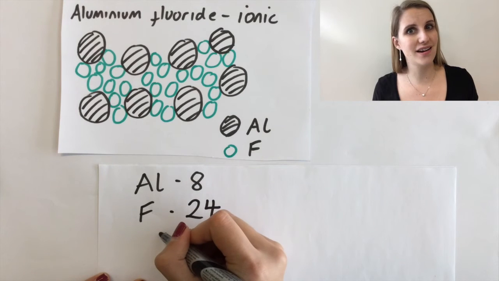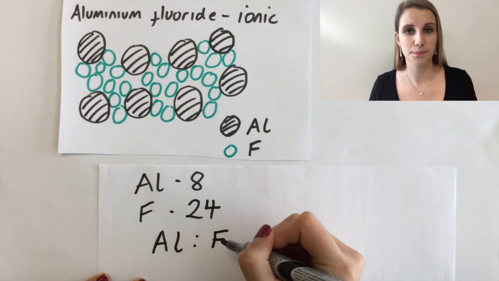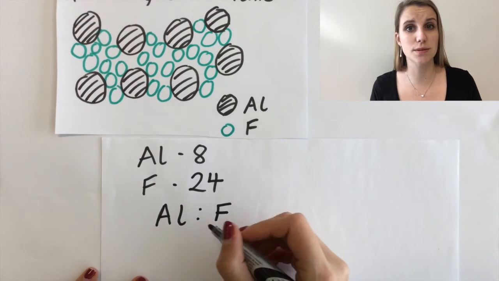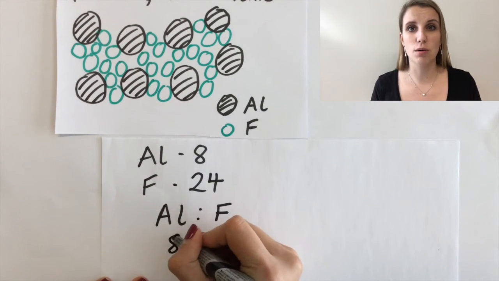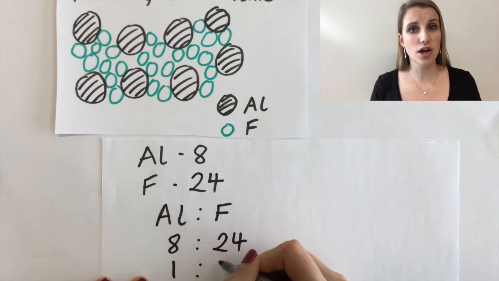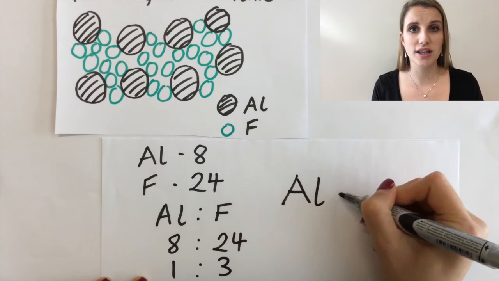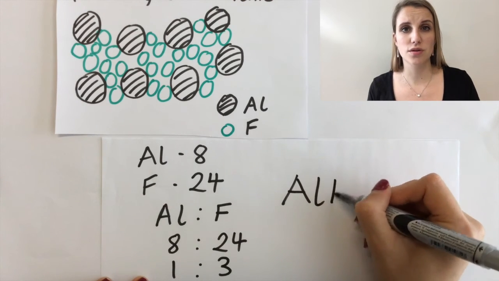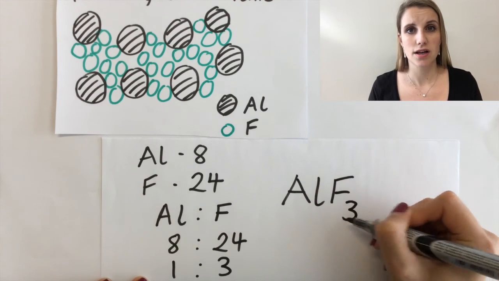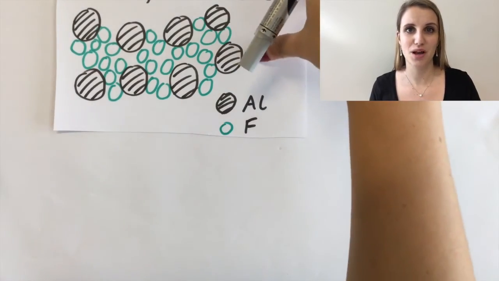That is definitely not the simplest ratio that I can find for those 2 elements. If I divide both sides by 8, I get a ratio of 1 to 3, which is the simplest ratio. Don't forget to put it into a formula, so that means there's 3 fluorines for every aluminium. So this looks like AlF3, with a little 3 at the bottom to show there are 3 fluorines. Great job.